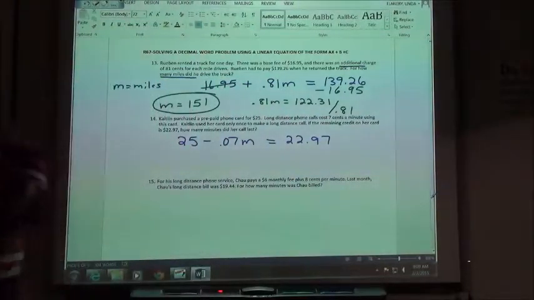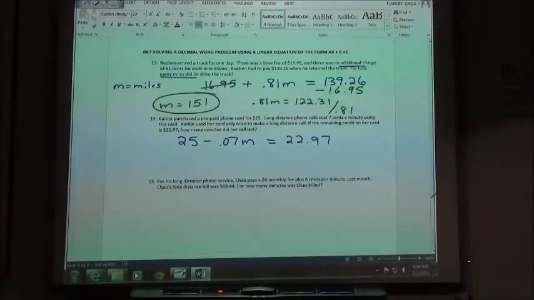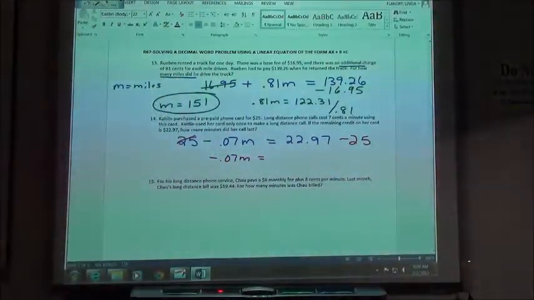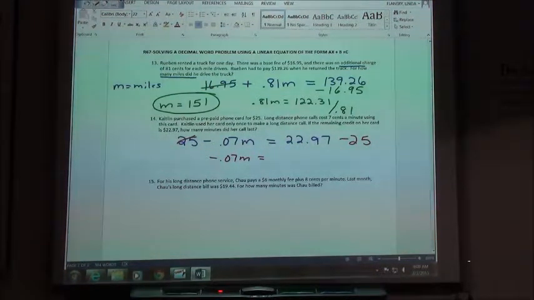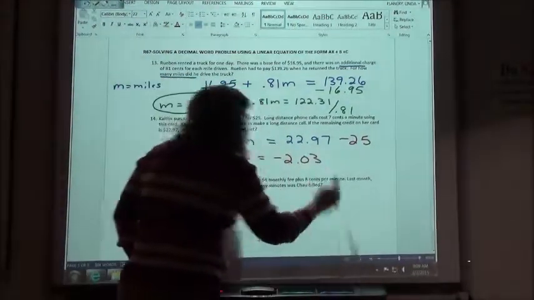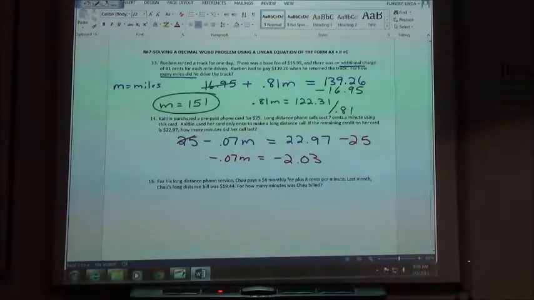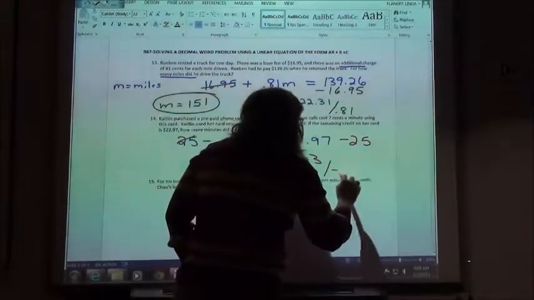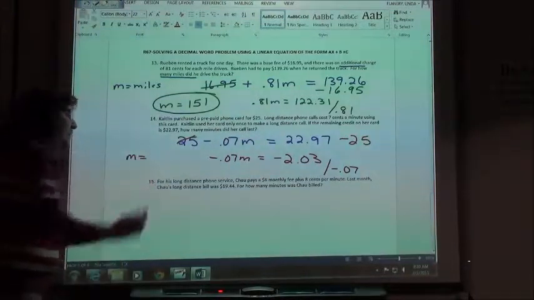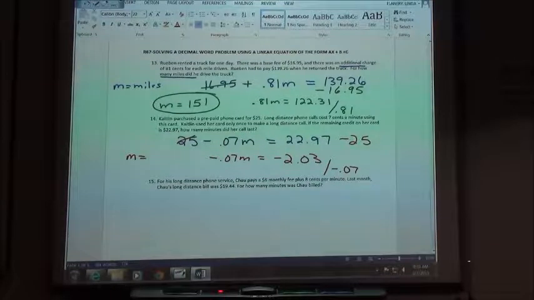If I want to solve that for M, what might I want to do first? Subtract 25. So if I subtract my 25, I'm going to have negative 0.07 M equals, and $22.97 minus 25 would give me negative $2 and how many cents? 2.03. And then if I want to solve that for M, I'm going to divide by my negative 0.07. And since I have a negative divided by a negative, I'm going to end up with a positive answer, which we know it has to be. How many minutes did she talk on the phone? 29 minutes.